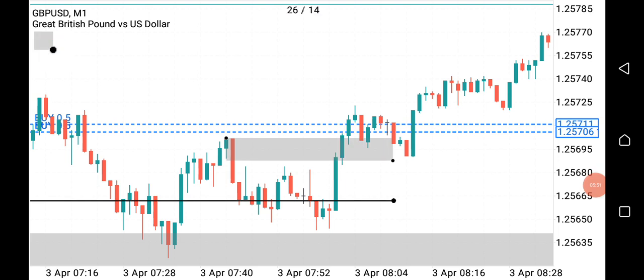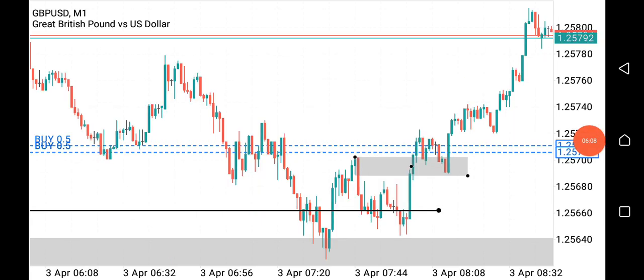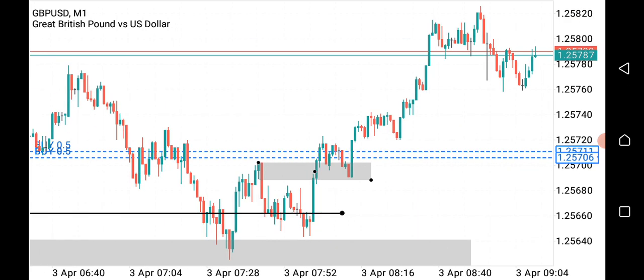So now if I take this to the left, to the right side, you see that the market failed to respect the supply and now it turned demand. And this is called a breaker block. So immediately I spotted this, I took the entry. Now you can see how clear this is. So I believe you understood what I mean.